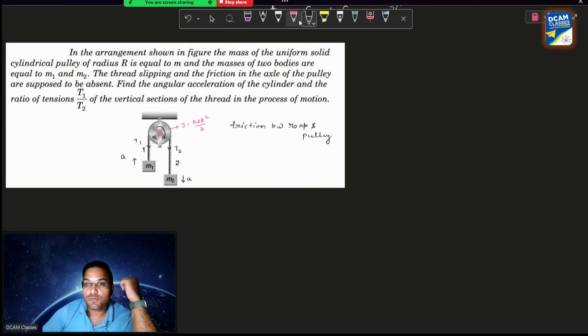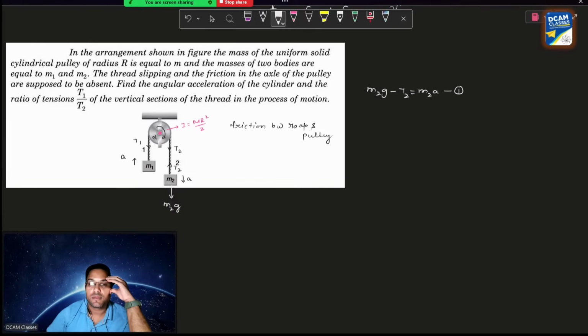But the tensions are different, so how will the equations form? See, I'm framing the equations. You think over them after the class, and then in the next class I'll solve it properly. What the forces will be, how the equations will form. For M2, M2G will be there, and one tension T2 upwards. The equation will be M2G minus T2 is equal to M2A. Similarly for M1, M1G is downwards, T1 is up. So the equation will be T1 minus M1G is equal to M1A.